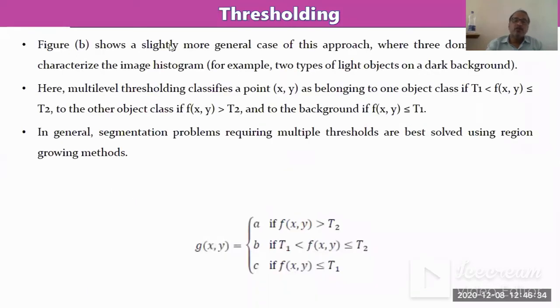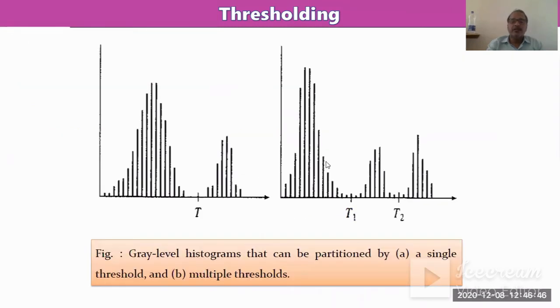Figure B shows a slightly more general case of this approach, where three dominant modes are available in an image histogram. There will be two types of light object and one dark background. These are these three regions. We can consider that this region will be considered as the background, whereas this is one object and this is another object.